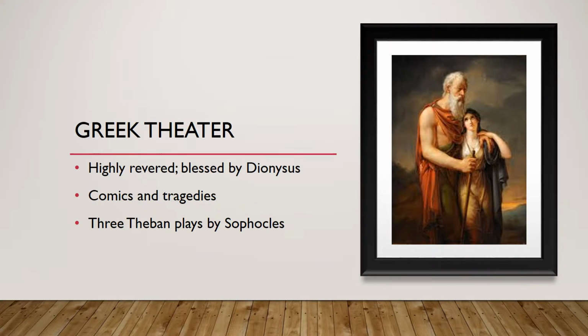Greek theater was also very important for them, as it was one of their few public pastimes. But it was also taken very seriously, and it was usually blessed by a priest of Dionysus. There were two main genres. There were comedies, which were lighthearted storytelling, and there were tragedies, which usually involved deaths. The three Theban plays were written by Sophocles. I read them in high school, and I read Antigone in particular. So they're rudimentary and fundamental to understanding the basics of what the Greeks held important in their culture.